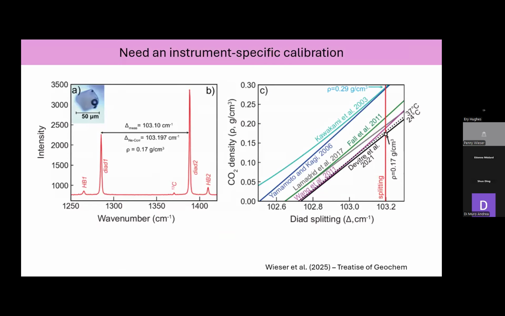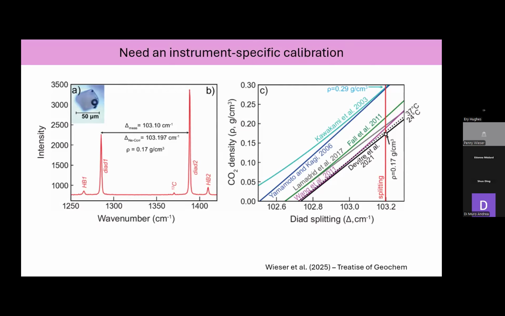So just to demonstrate, this is a melt inclusion from Twin Lakes in the Cascades that was measured at Cornell. And Cornell have an instrument-specific calibration they developed with a gas cell. And you can see that will give us a density of 0.17 grams per centimeter cubed. If we used any of those other densimeters published in the literature, we would get up to 0.3 grams per centimeter cubed, so basically almost a factor of 2 error. So you cannot just take your Raman and take someone's calibration line and use it. That is going to generate up to a factor of 2 uncertainty.